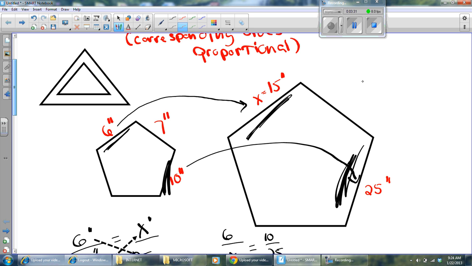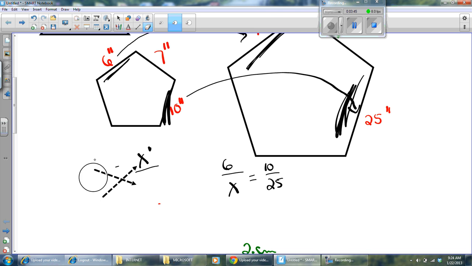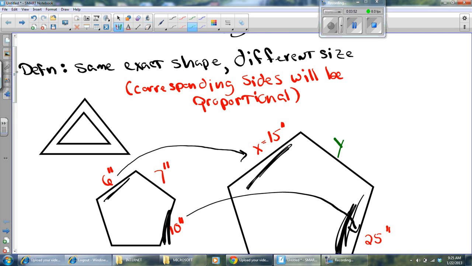If I want to use the 7, and maybe I want to figure out this side here, I don't know, we'll call it y. Now I have lots of options on how to set this up to find y. Okay, I'll have to decide which sides of the pentagon I want to use. I could set up a proportion using the 6 over the 7, in which case I do the 15 over y. That's one good way to do it.